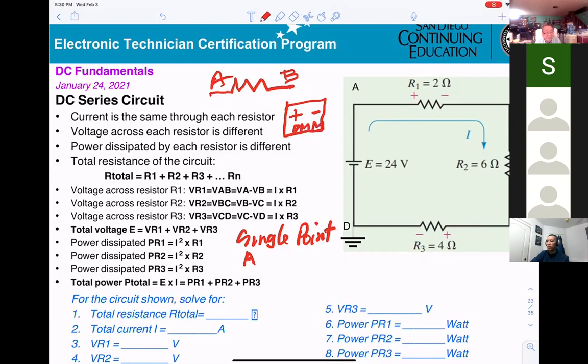If I want to measure at the point A, how do I connect? The positive of the meter will be connected to A. How about the negative of the meter? Connect to D, the ground. Connect to the ground.